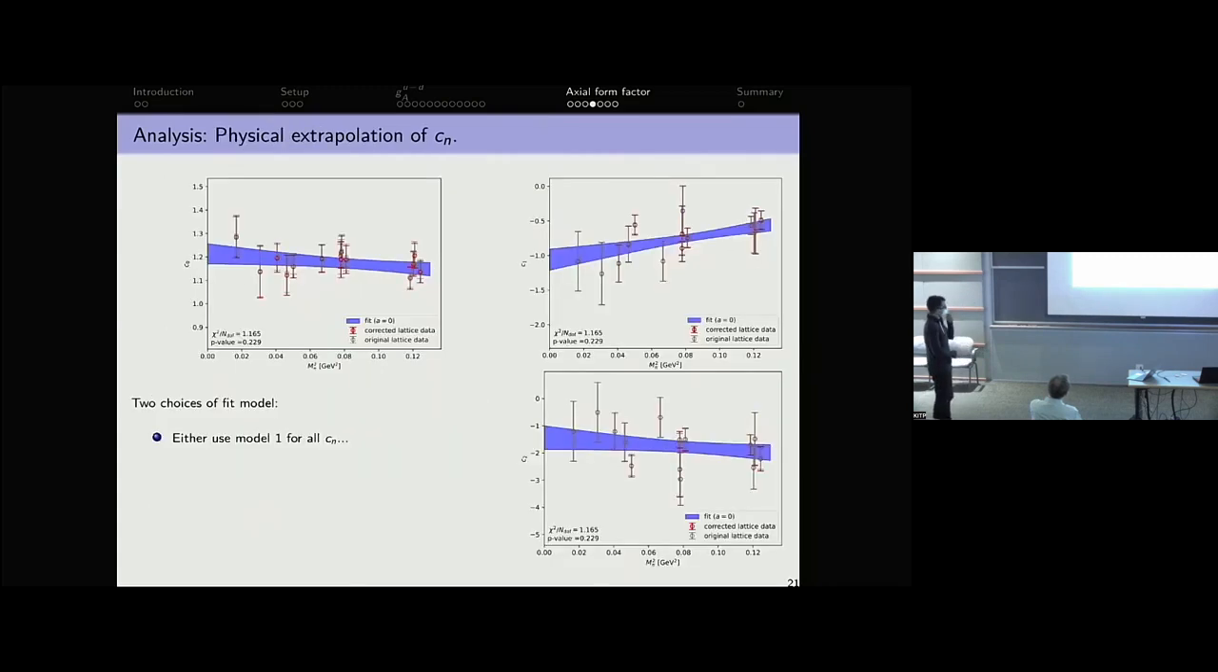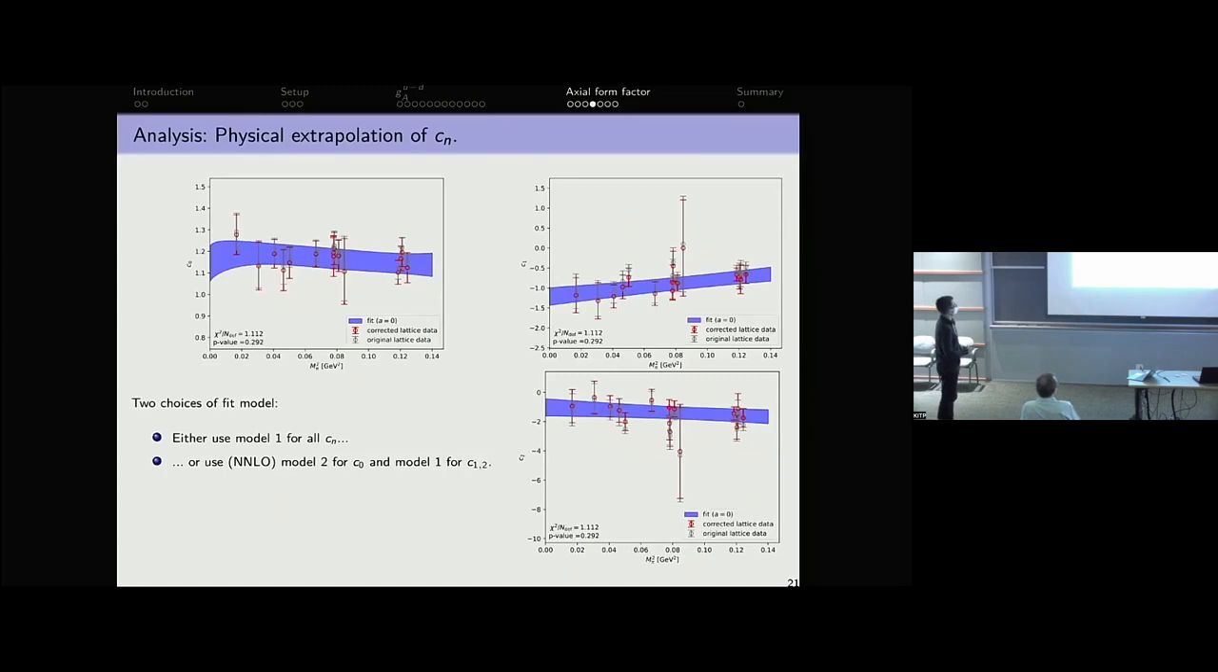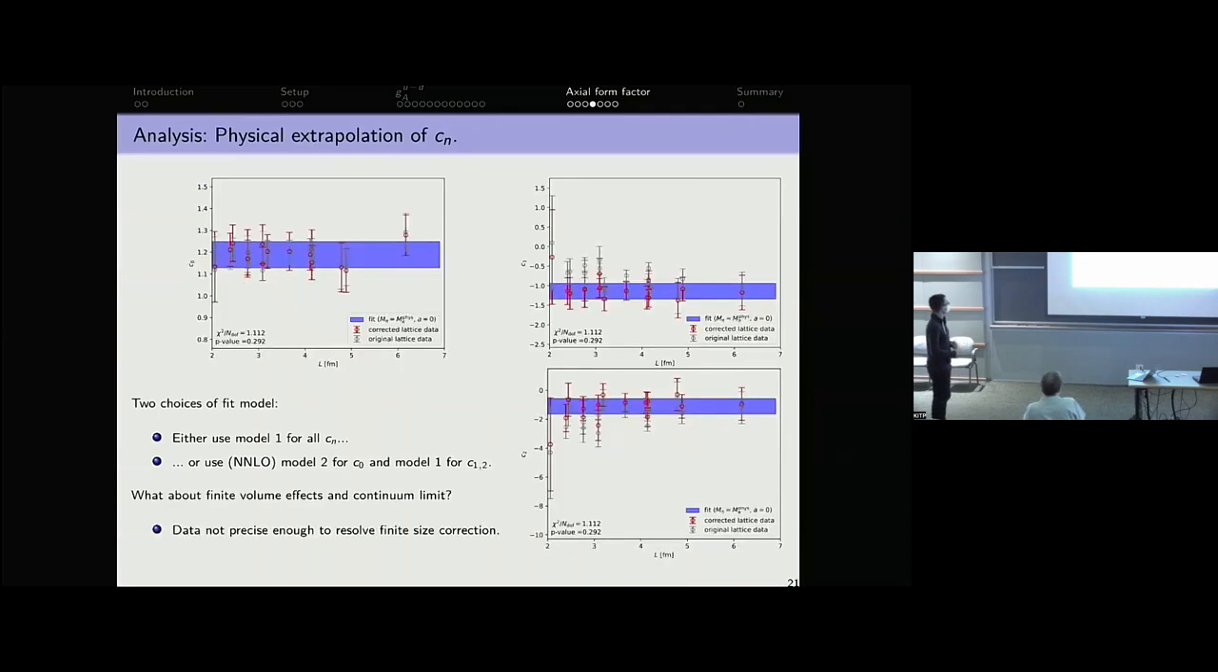Okay, then once you've done that, you have to do the physical extrapolation. So this is the chiral extrapolation shown here for C0, C1, and C2. There are again several choices for how we can do that. Either you can use what was called fit model 1, the next to leading order fit without the chiral log for all 3 of them. Or you could use the full next to leading order fit model for C0 and still use model 1 for C1 and C2. For C1 and C2, there's no hope of resolving anything beyond that at the moment.